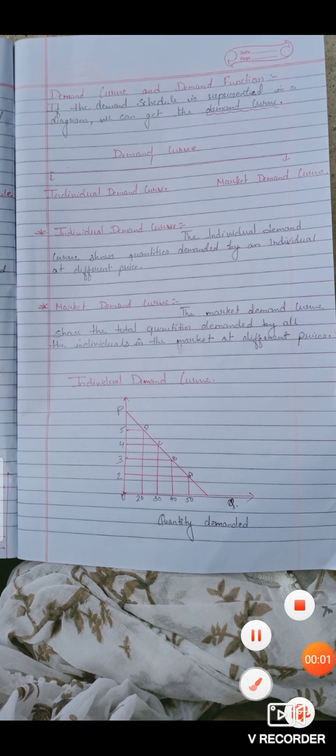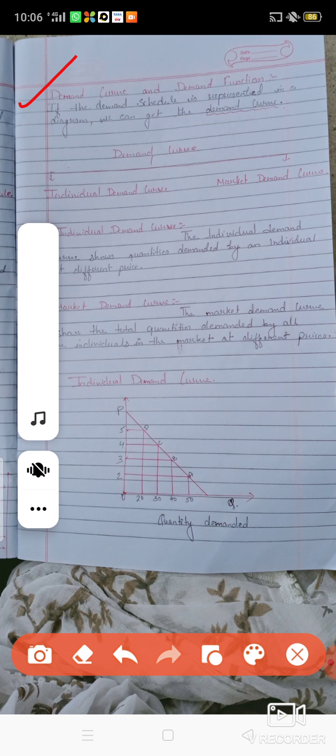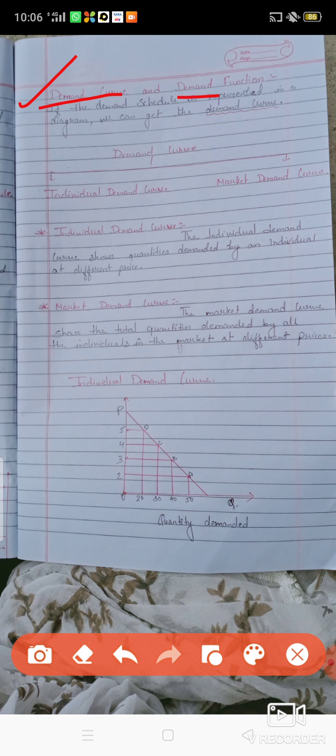Okay, class 12. So let us understand the demand curve. In the last video we saw what is demand schedule, and here we will see what is demand curve. Here you can see the topic demand curve and demand function. In the next video we will understand what is demand function, but now let us understand what is demand curve.